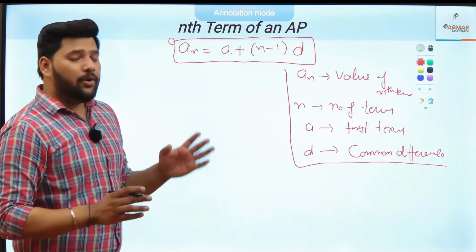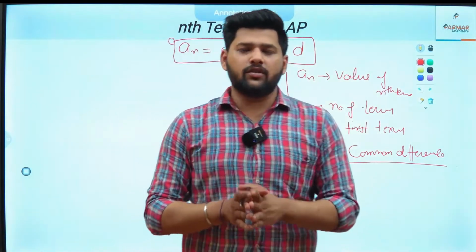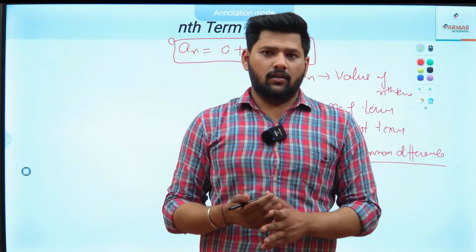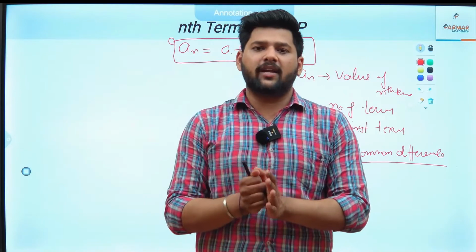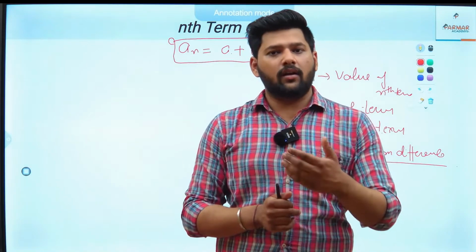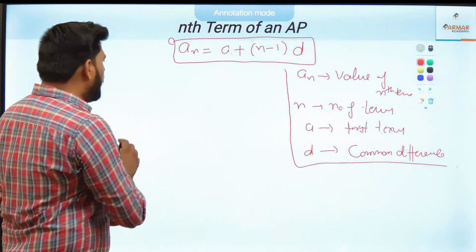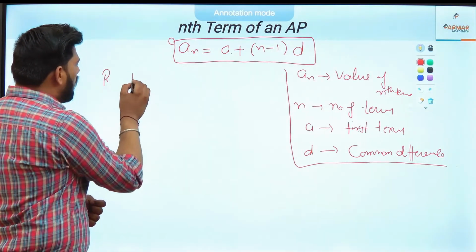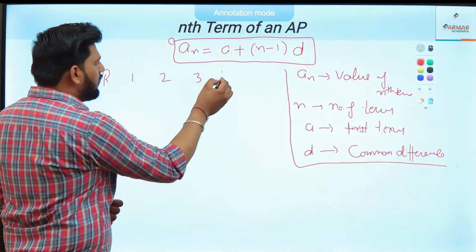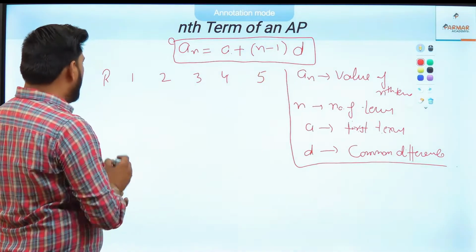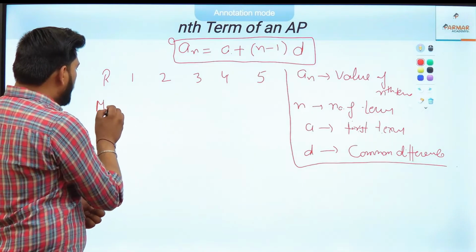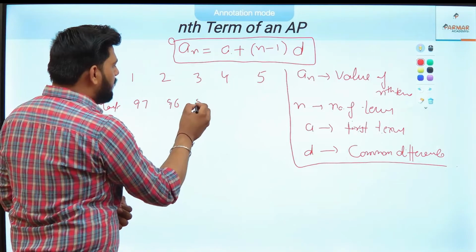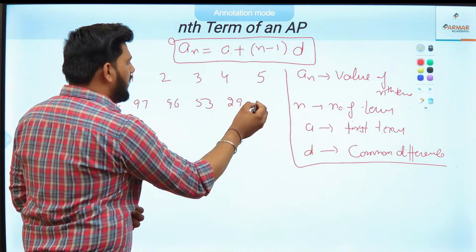So here the biggest confusion students have is the difference between n and an. In the question statement, they sometimes get confused whether it is the value of n or the value of an. Simply look here, in your class there are roll numbers like roll number 1, roll number 2, roll number 3, roll number 4 and 5, and their corresponding marks in exams, that are 97, 96, 53, 29 and 76.